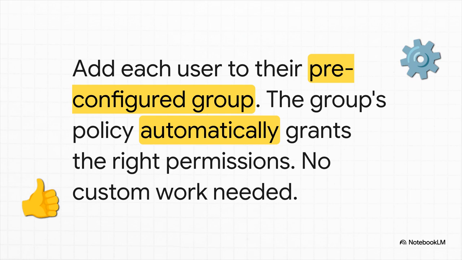So how do we handle this? Well, you're not going to create custom keys for each person. That would be a mess. Instead, we just drop them into the right group. User 1 goes into S3 support. User 2, EC2 support. User 3, EC2 admin. Each of those groups already has a policy attached, so the permissions get applied automatically. It's super efficient and it scales perfectly as you hire more people.